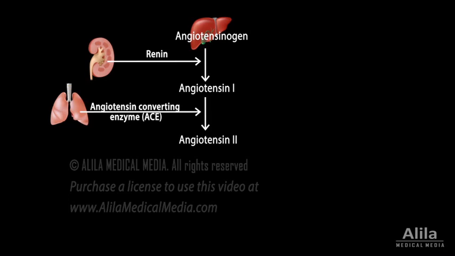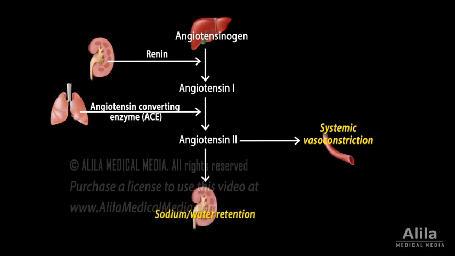Angiotensin II is a hormone. It binds to angiotensin II receptors in tissues to exert various effects. It stimulates vasoconstriction in systemic arterioles. It promotes sodium reabsorption in proximal convoluted tubules of the kidneys. It induces the release of aldosterone from the adrenal cortex. Aldosterone promotes sodium and water retention in the kidneys.